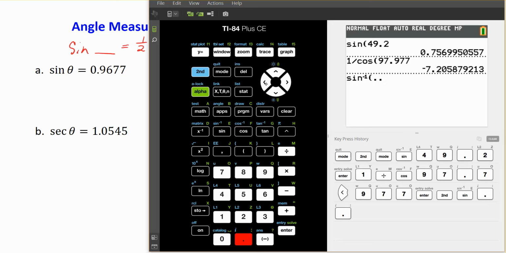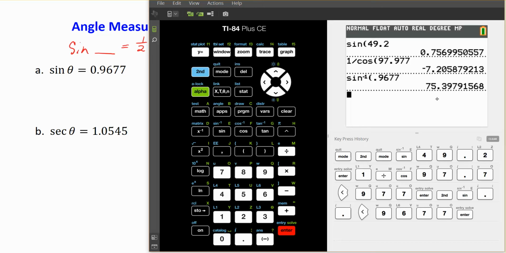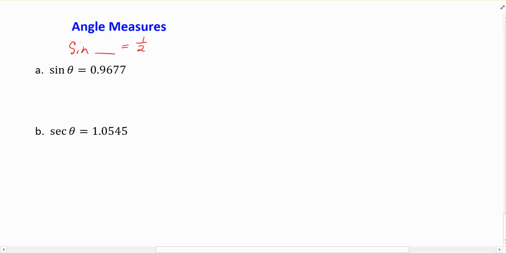And I'm going to take the inverse sine of the function value 0.9677, hit enter, and I find out that if I were to take the sine of 75 degrees, I would get 0.9677. So the angle that I was interested in is 75.40, if we round. So the inverse sine of 0.9677 is equal to 75.40.